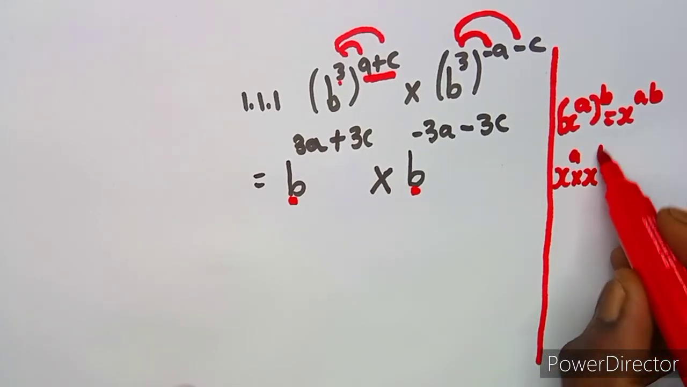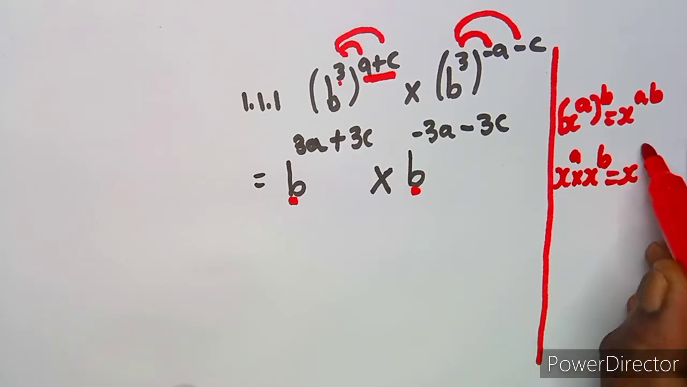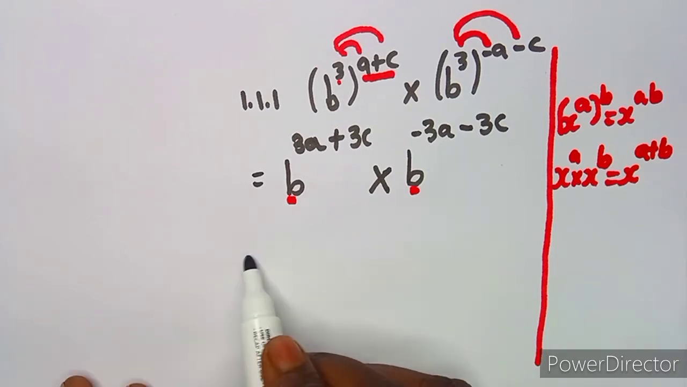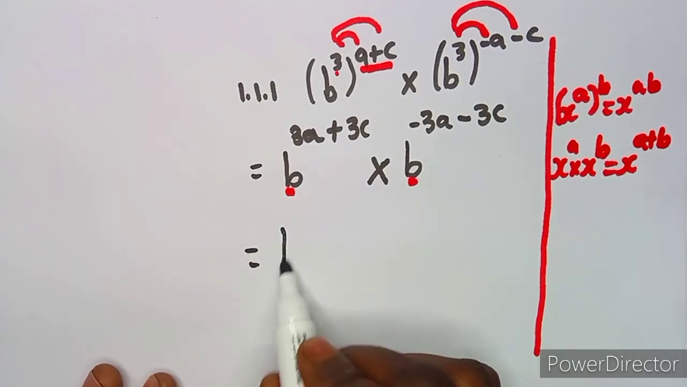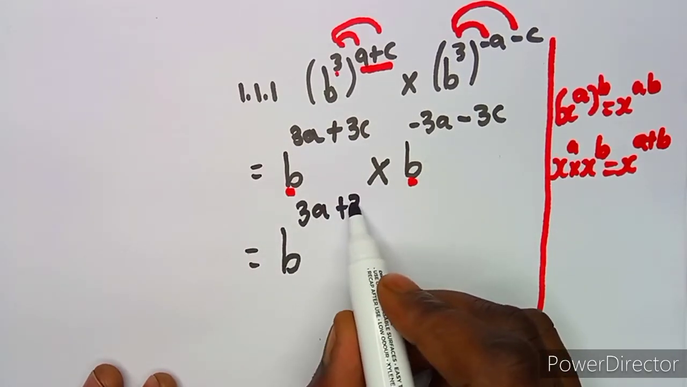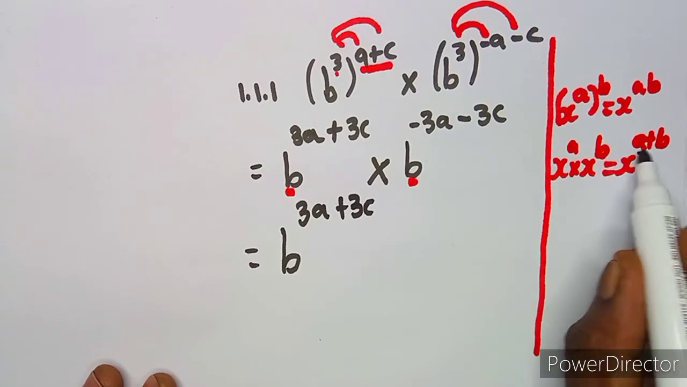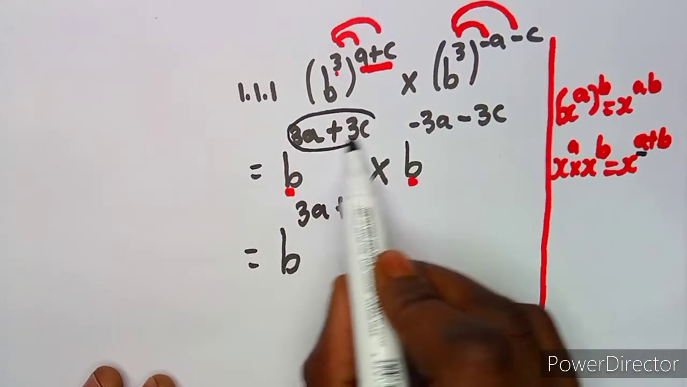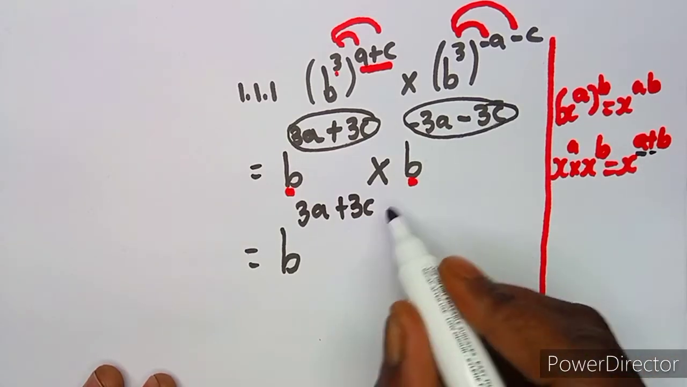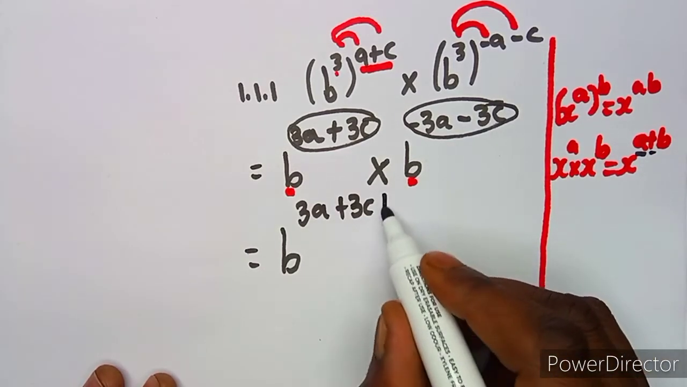Whenever you're multiplying the bases which are the same, you add the exponents. So that is the concept. x to the exponent of a times x to the exponent of b is x to the exponent of a plus b. So let's add, guys, and see what you're going to have. You're going to have b to the exponent of 3a plus 3c, just like this. This is our a, which is this part here, added to this part here. Since you are adding, there's no need of opening the bracket. You can just say plus.